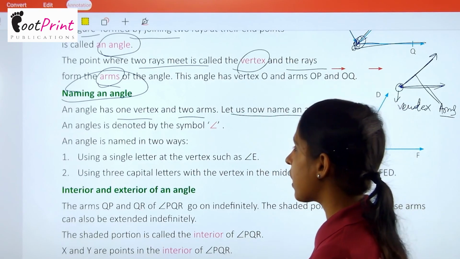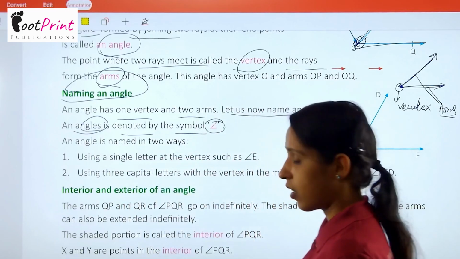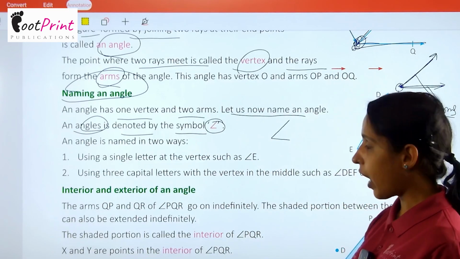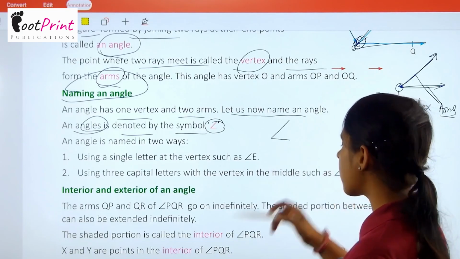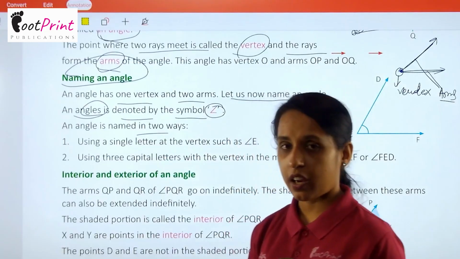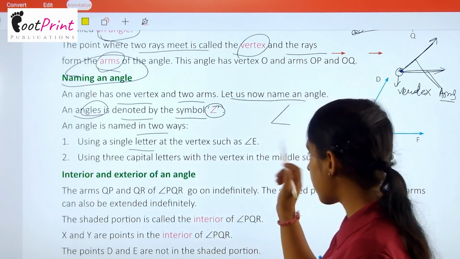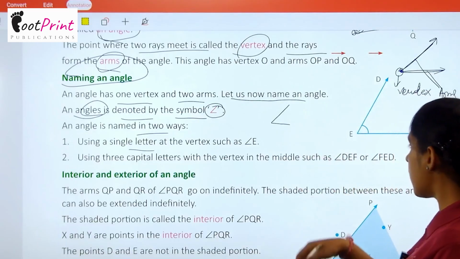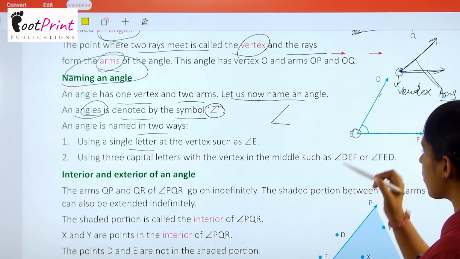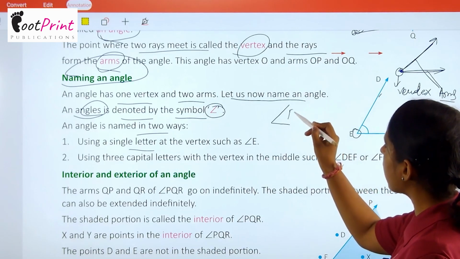To name an angle, what can we do? An angle is denoted by this symbol. When we have to write an angle, we denote it with this symbol. The meaning of this symbol is angle. Okay, angle is named in 2 ways. We can name an angle in 2 ways. First, using a single letter at the vertex such as E. The point given at the vertex we can show with a single letter, like we wrote angle E.